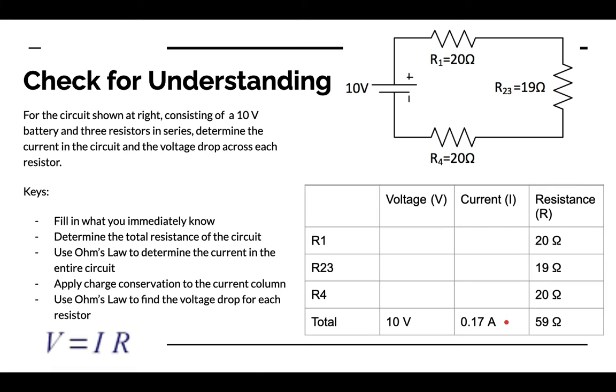Again, remember we apply charge conservation. Charge is conserved, so that means the current throughout the entire circuit is the same. So 0.17 amperes is going to be our current throughout.